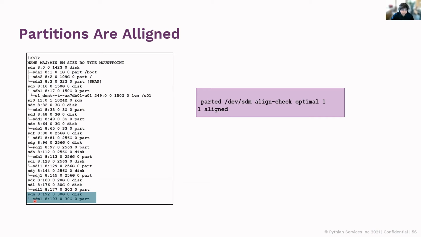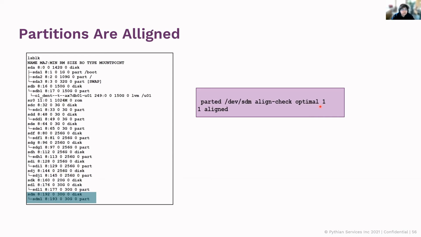This is the first partition that we intend to use, and I'm checking optimal for partition 1. For example, if this was a 4 terabyte disk and I had divided it into 2 partitions, SDM1 and SDM2, 2 terabytes each, then I would have checked the alignment for optimal 1 for partition 1, similarly optimal 2 for the second partition, and verified that my disks are aligned.